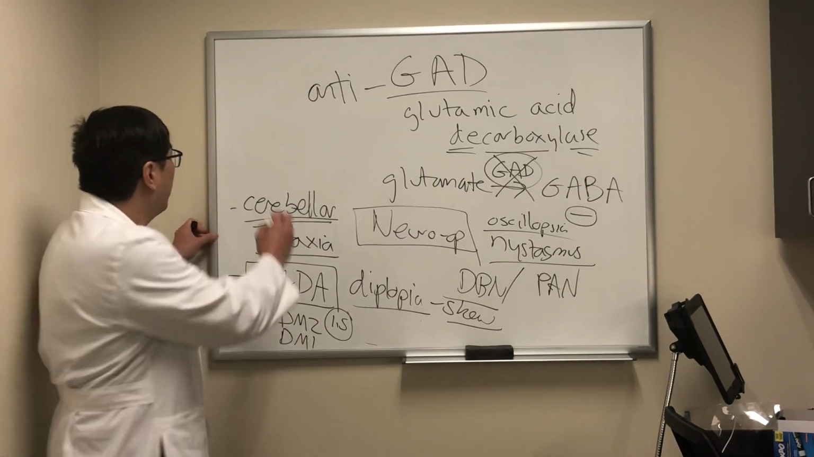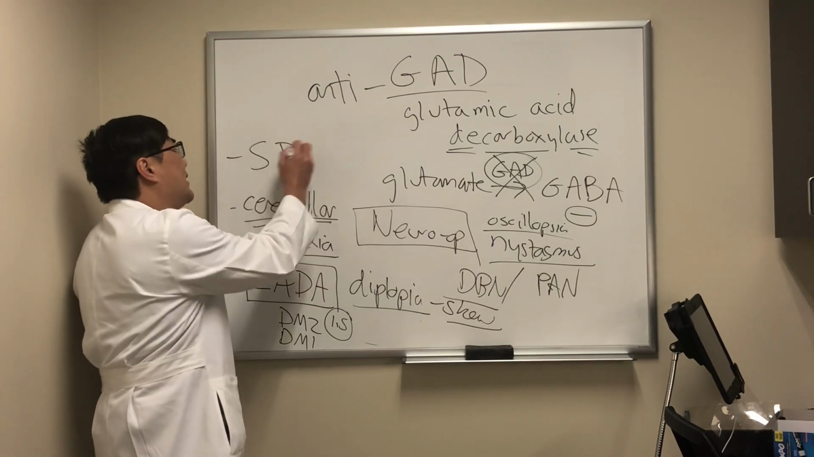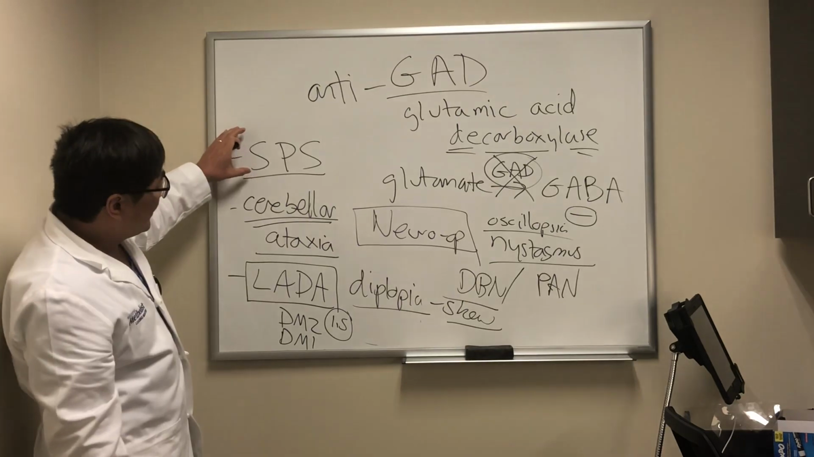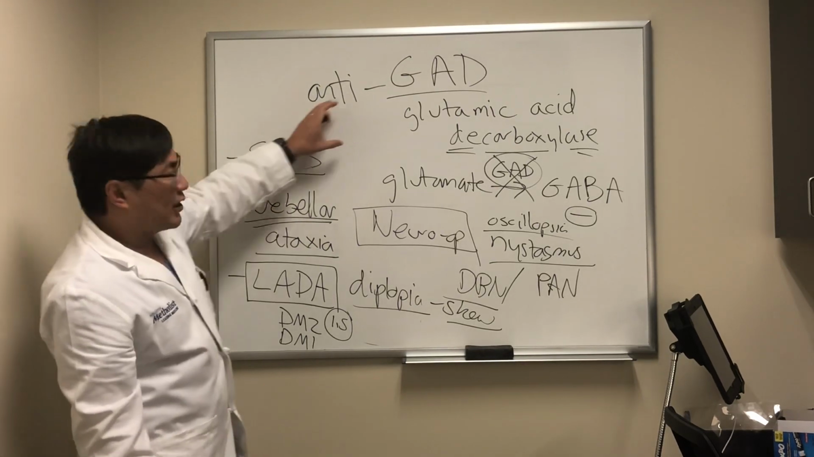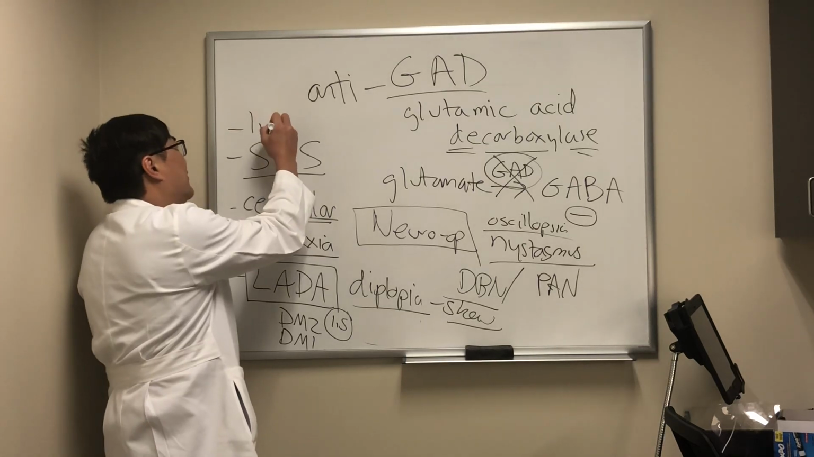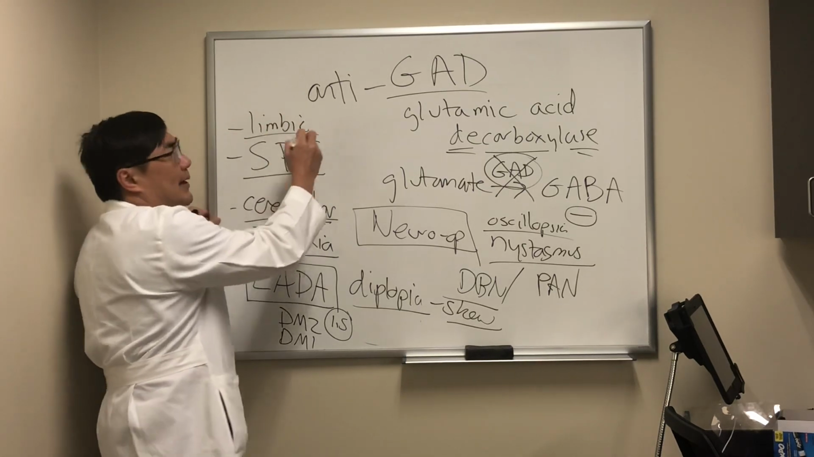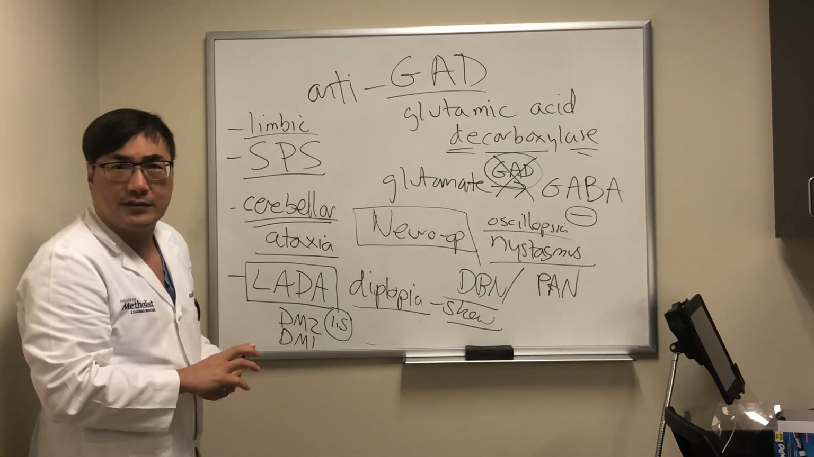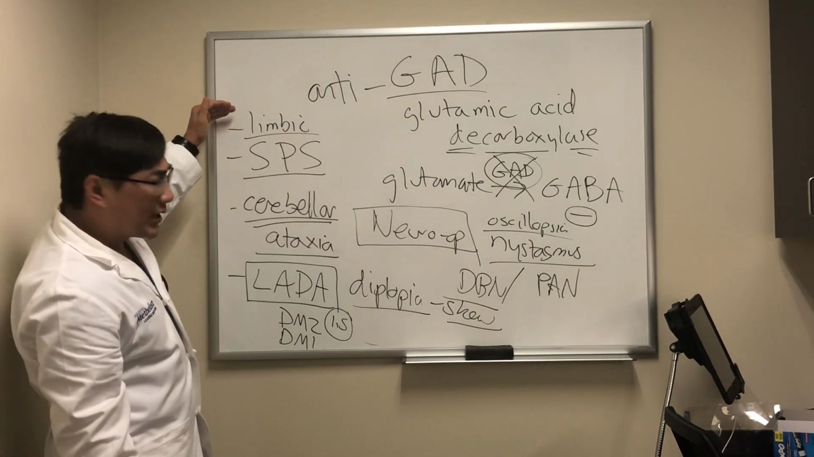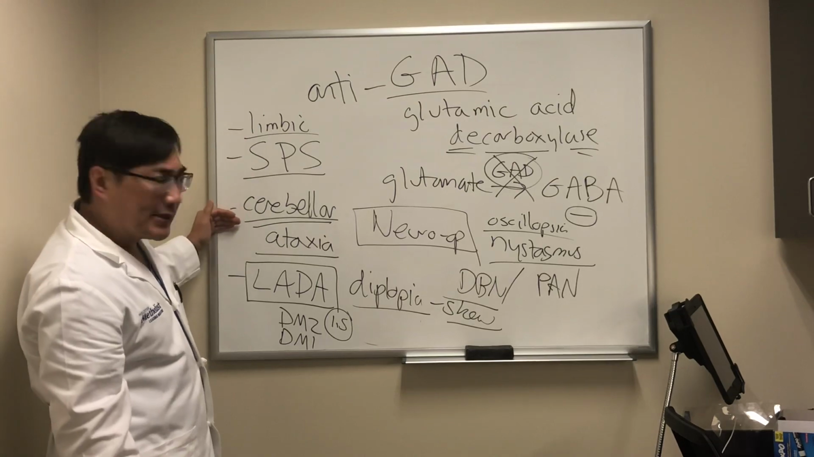So the other neurologic thing that we see is stiff person syndrome. So stiff person syndrome is also a GAD-associated phenomenon. And some of the patients have limbic encephalitis, and that means they can present with neuropsych manifestations. So I'm ordering the GAD when there's stiff person, unexplained limbic encephalitis, unexplained cerebellar ataxia.